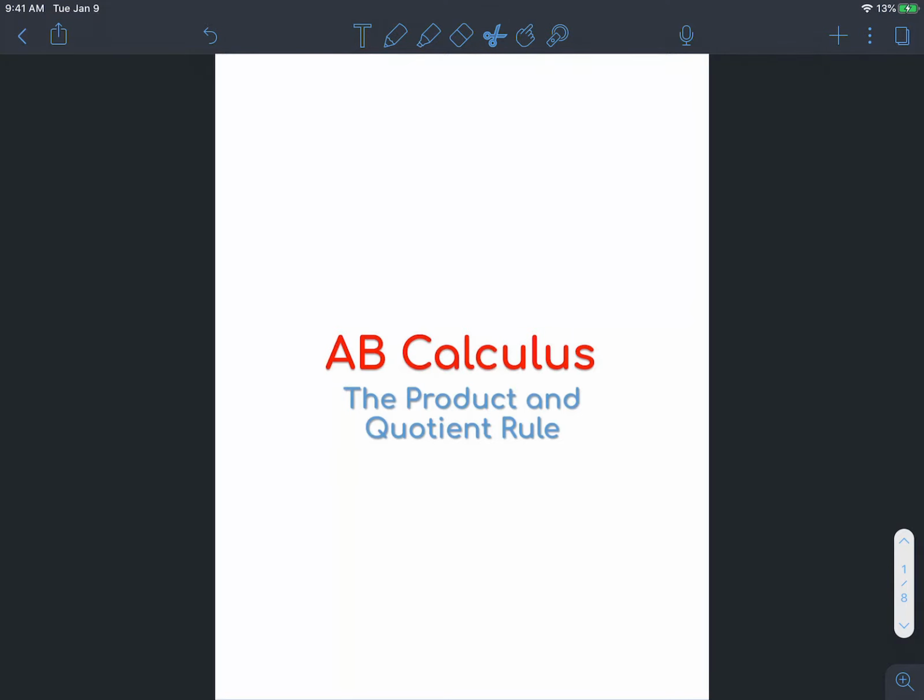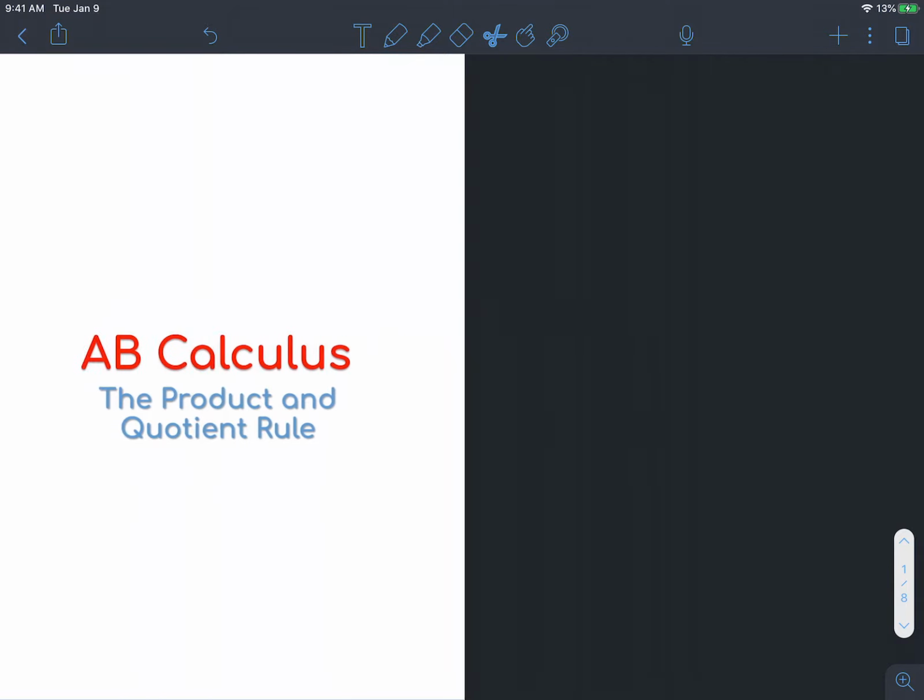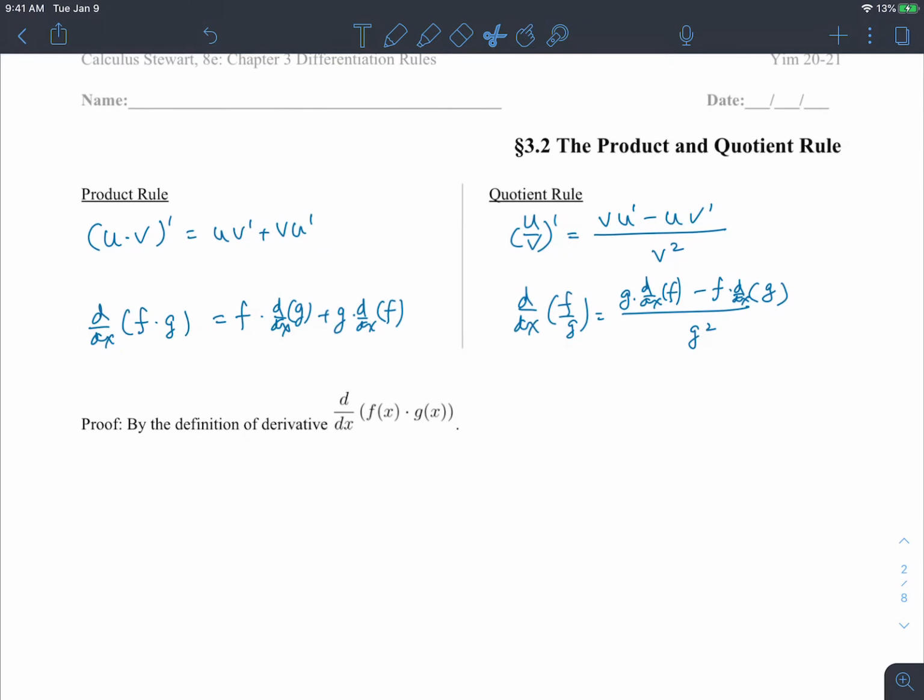Calculus lesson on the product and quotient rule. Okay guys, there is a rule that I already wrote out for you. One is a product rule, the other was a quotient rule.